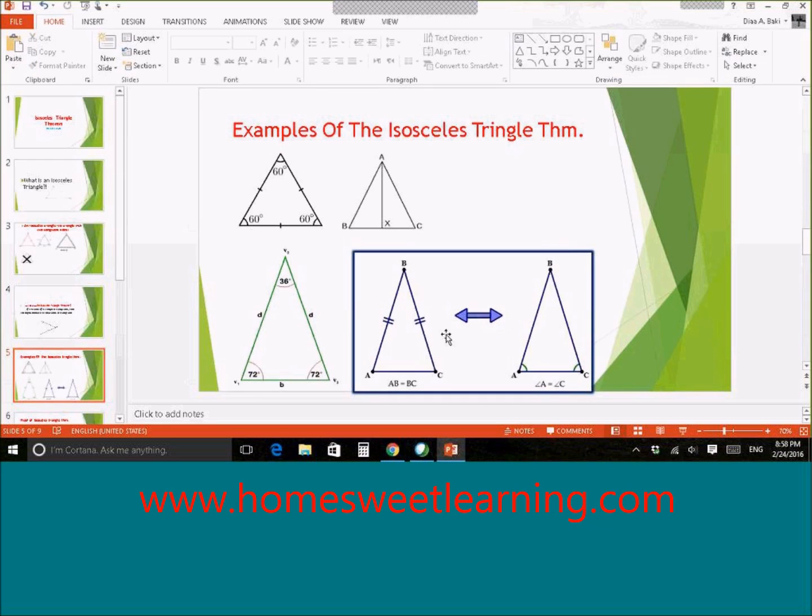The third one is also another example. You see these two dashes on each side showing that side BA is congruent to BC. So what do we deduce from it? We deduce that angle A is congruent to angle C. By the way, later you are going to learn the converse of the isosceles triangle theorem, which says if the base angles are congruent, then the sides facing them should also be congruent. But this is another theorem.